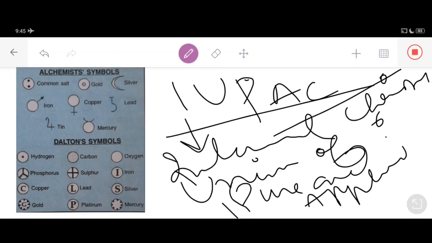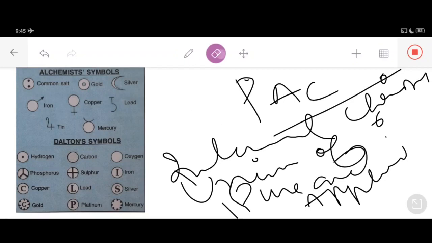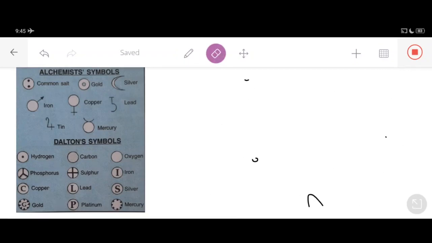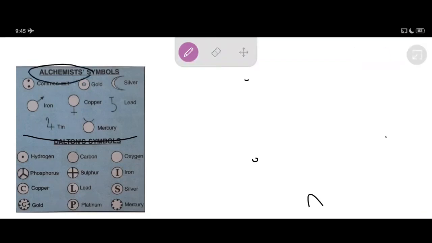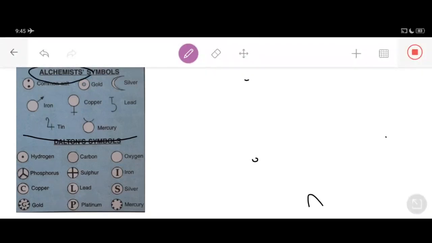So during ancient times, we had symbols, but those symbols were in accordance with alchemists. Have a look, dear students, at alchemists. Firstly, somebody will ask, what are these alchemists? Who are these alchemists?